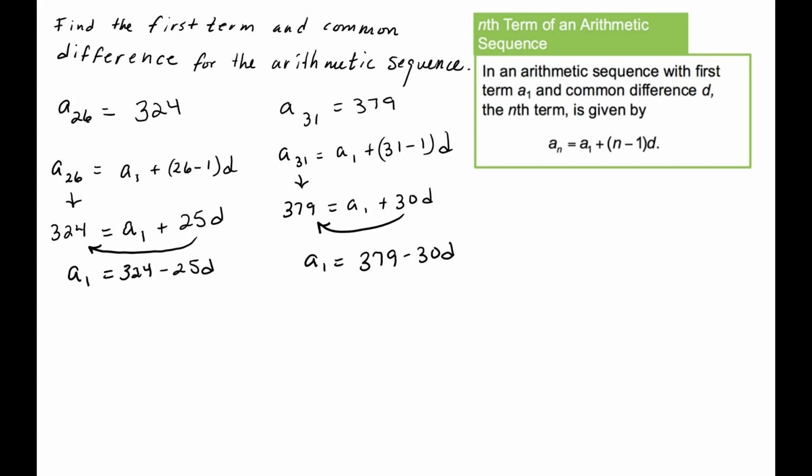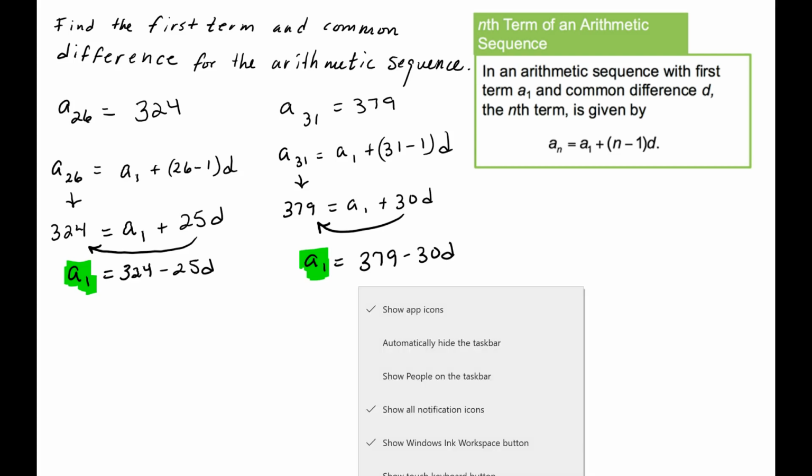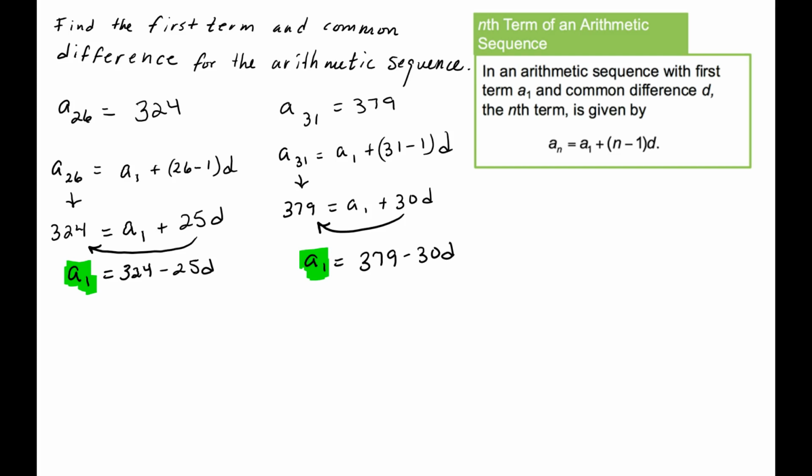Now this is where I say we're looking at kind of a system. Since both of these are equal to A1, we can equate them, set them equal to each other, and we can solve for D. All right, so we're going to do that. We're going to approach this system very, very simply. 324 minus 25D should equal 379 minus 30D.